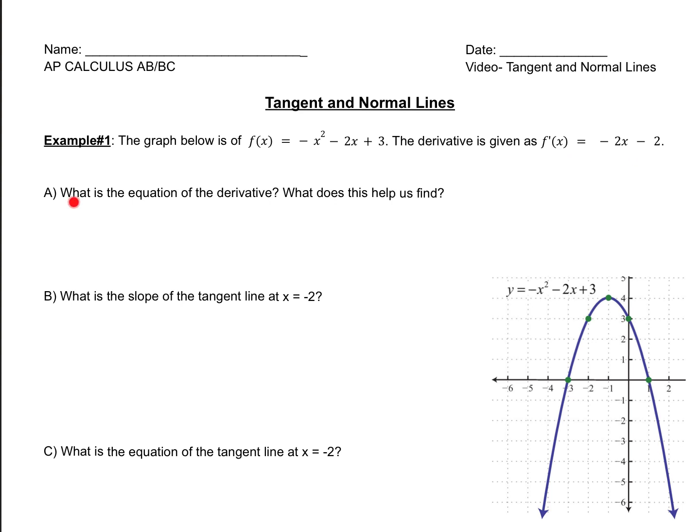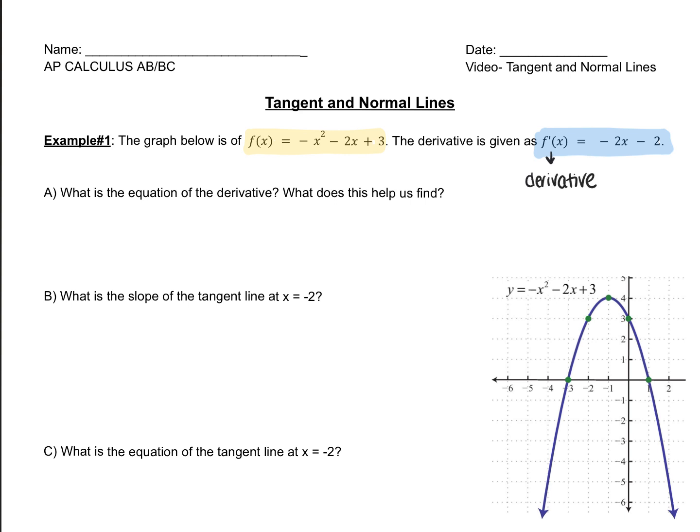So first things first, what is the equation of the derivative and what does this help us find? Well, first we have to analyze the two pieces that they give us. They give us f of x, which is our original function, and then they give us our f prime of x, which is our derivative. So I need you to understand that f prime of x is my derivative notation. So this means derivative.